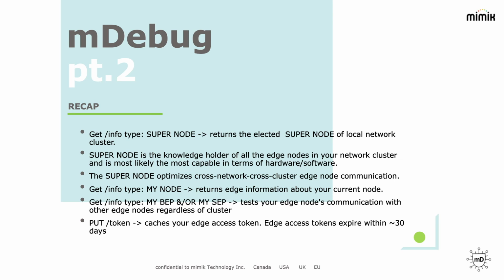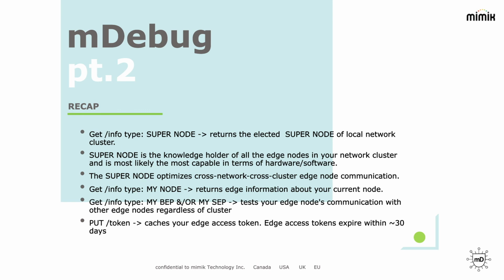Now that we have reached the end of our video, let's do a quick recap of the things that we covered in this video. Use getInfo type supernode to see the node that has been elected to be the supernode in your network cluster. Remember that the supernode is the knowledge holder of all the edge nodes in your network cluster and is most likely the most capable in terms of hardware and software. The supernode optimizes cross-network, cross-cluster edge node communication.